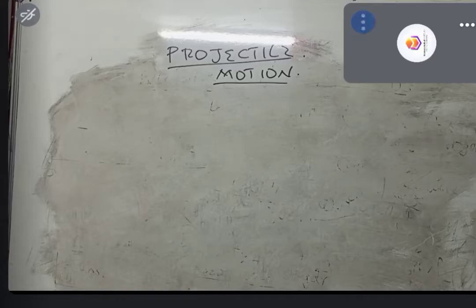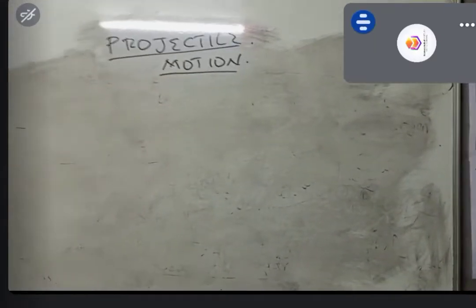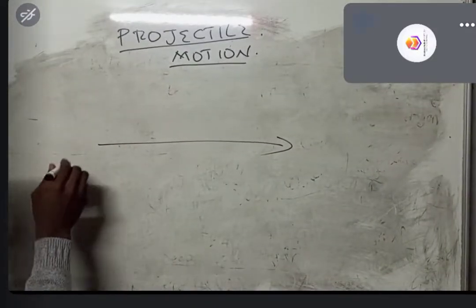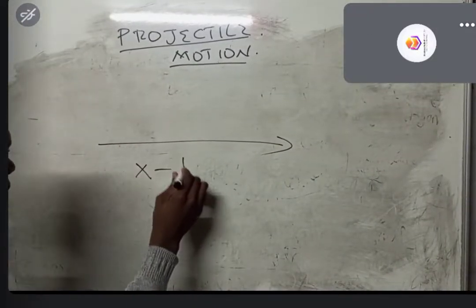About projectile motion, what you need to understand is this. As you're talking about projectile motion, how different is it from linear motion? Linear motion, you're trying to study something moving just in one direction, and we study something moving in what? In the X direction.